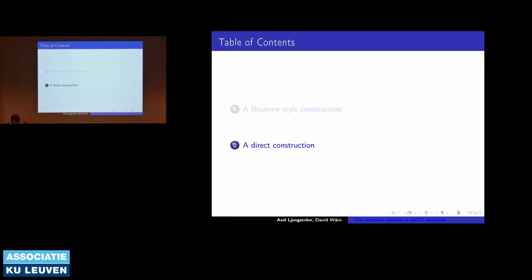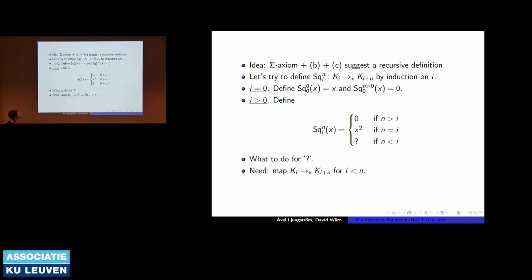So we also have a direct construction of the Steenrod squares. Do I have time? Barely. Let me do it anyways. The specification of the Steenrod squares given in our theorem suggests an inductive definition of the Steenrod squares. So what you want is something of that type, from Ki to Ki plus n. And what you can do is start defining it by induction on i.